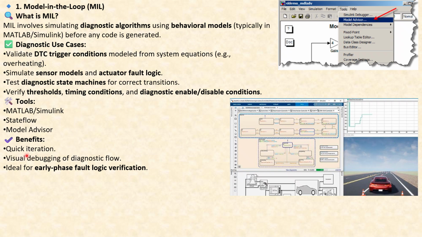And what are the major benefits? One is quick iteration. Next is visual debugging of the diagnostic flow, and it is ideal for early-phase fault verification. Now, this is the most important reason why model in loop is a must. You can detect faults at a very early phase.